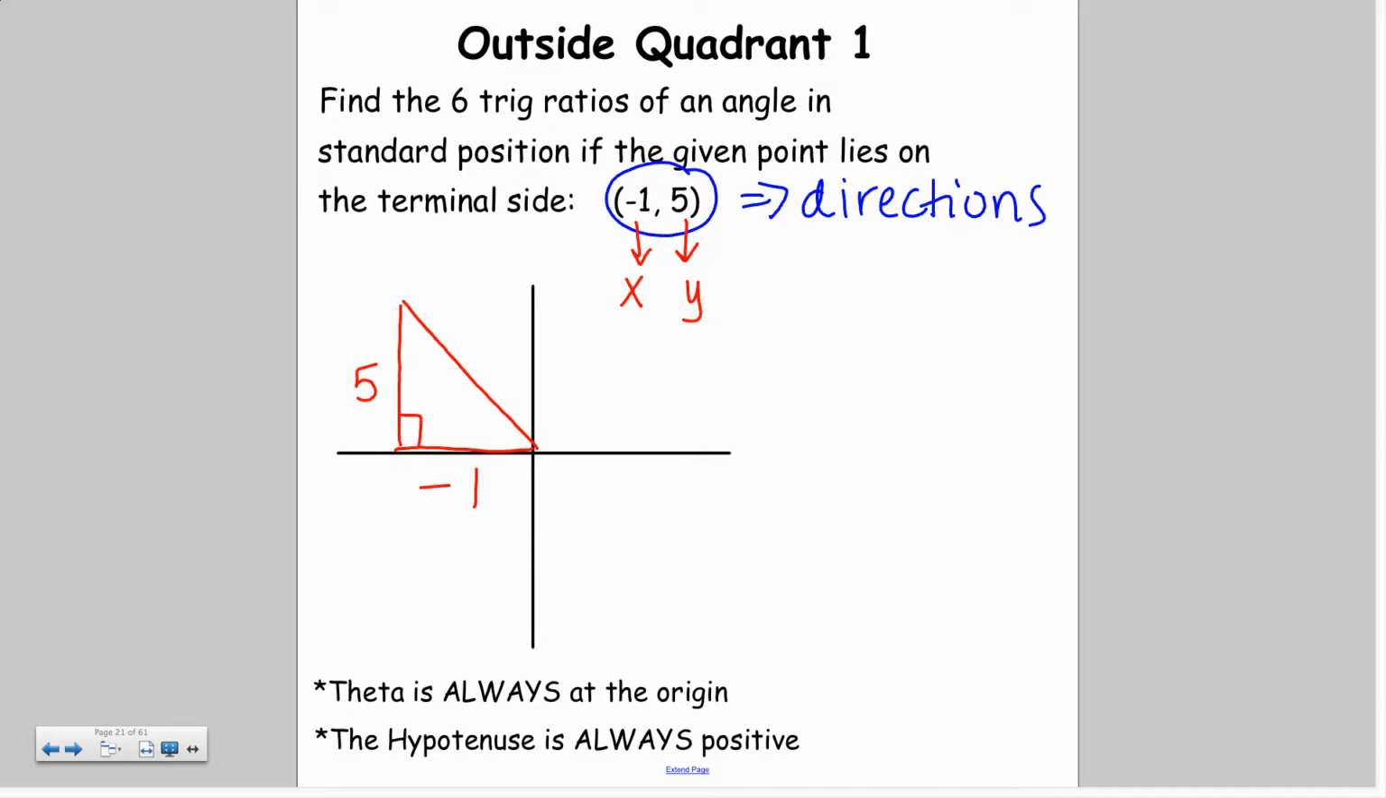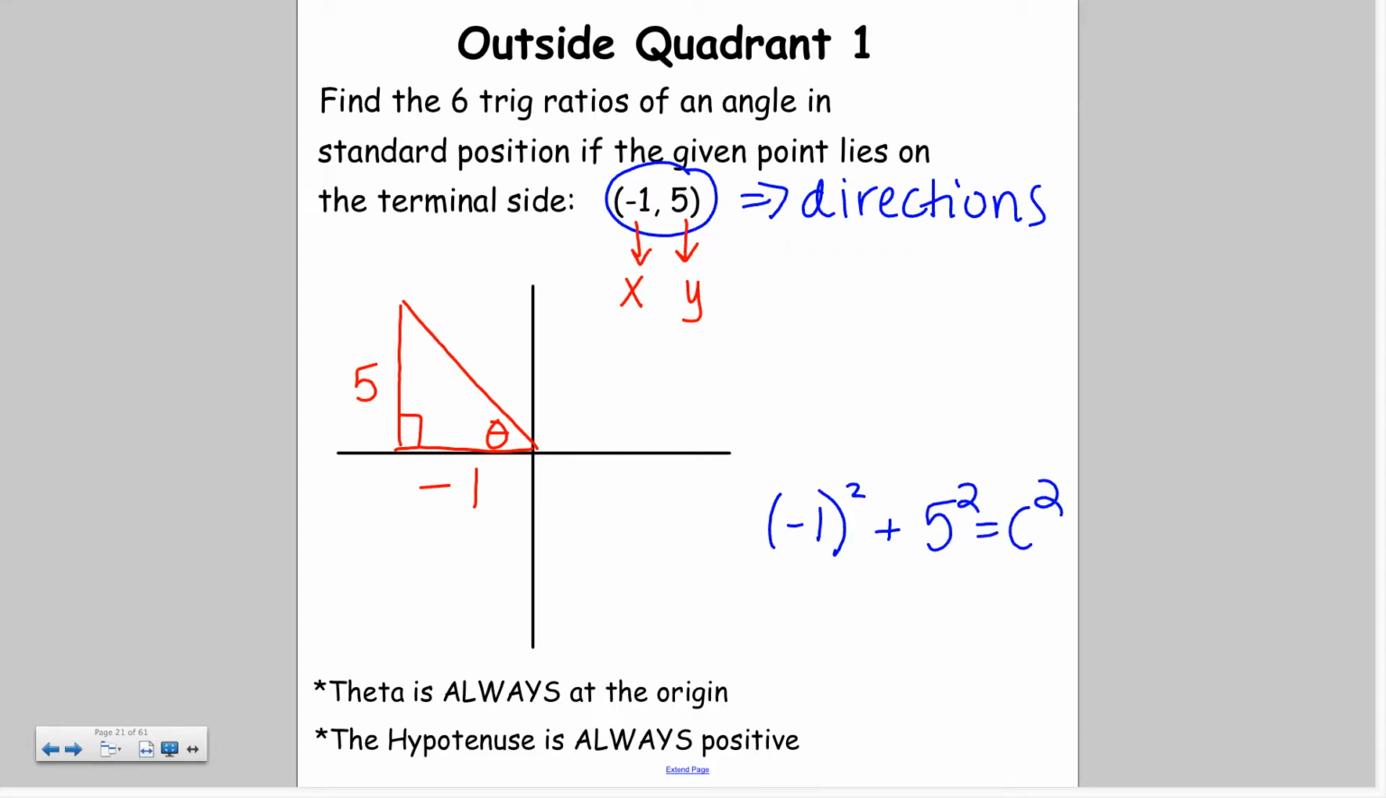Now, theta is always at the origin, so theta will always be here. Now I can do Pythagorean theorem, find that missing hypotenuse, and find my 6 trig functions. When I do Pythagorean theorem, I've got to remember that that leg is -1, so I need to make sure I put -1 in parentheses. If not, it's going to change my answer.